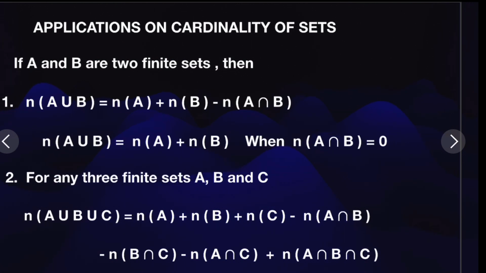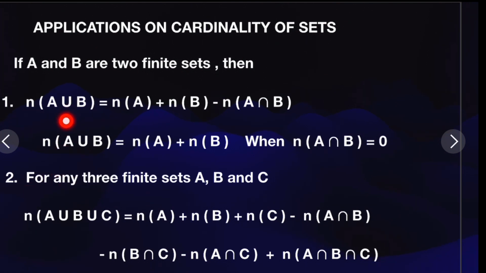Cardinal number is the number of elements in a set. If A and B are two finite sets, then n(A union B) is equal to n(A) plus n(B) minus n(A intersection B). When n(A intersection B) is 0, the equation becomes like this.